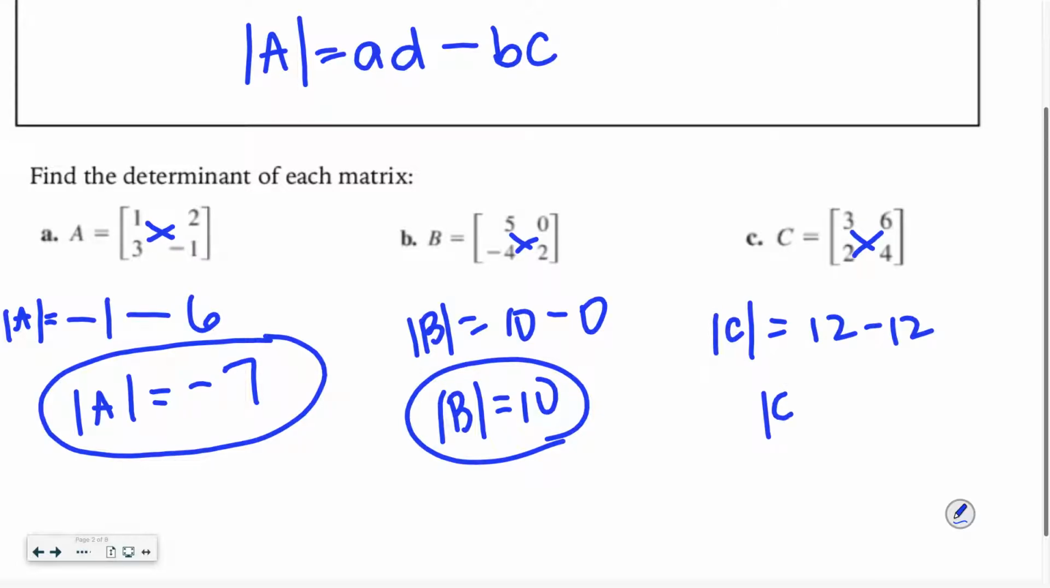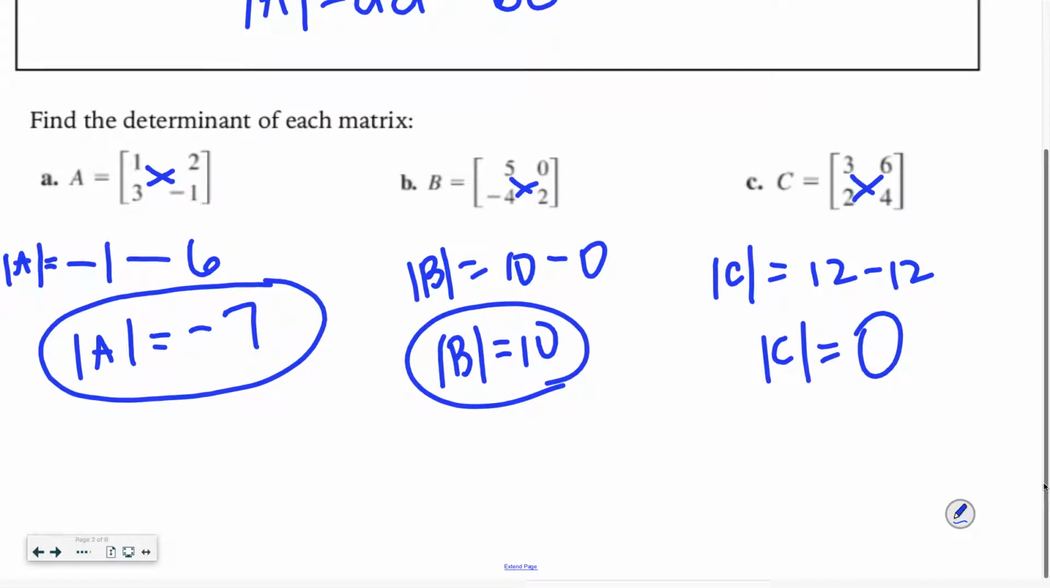Okay? The determinant of C is 0. Okay? Let's think about what we talked about yesterday. What would this mean? Okay. So this is going to apply to any determinant we find. If we get a determinant to be 0, then that means that the inverse will not exist.